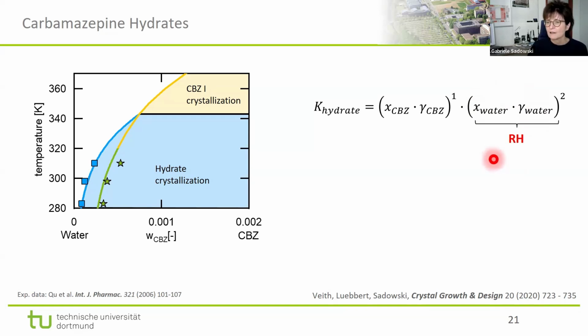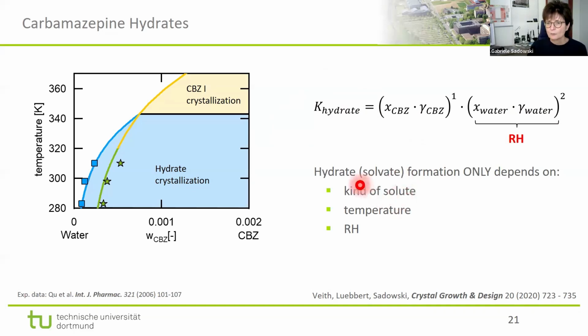And that means once your liquid system is in equilibrium with a humid air, the humid air determines RH, the relative humidity of that air determines RH, and that means it determines what the solubility of the hydrate is once we have a fixed K value. So that means hydrate formation depends, of course, on this kind of solute, whether I have carbamazepine or something else. It depends on temperature, and it depends on RH.